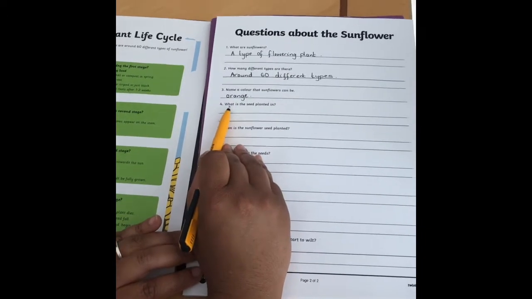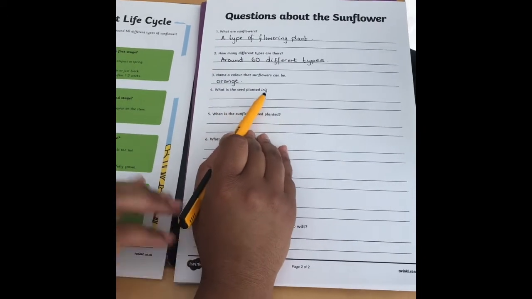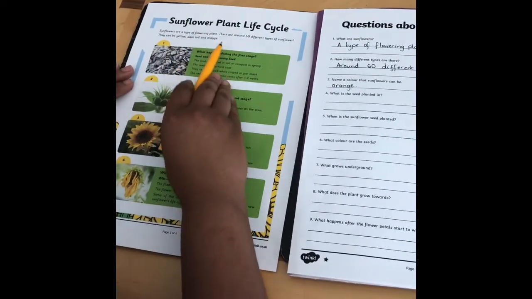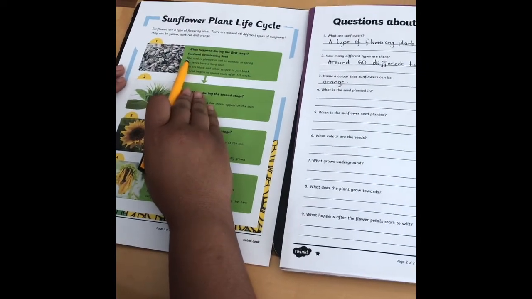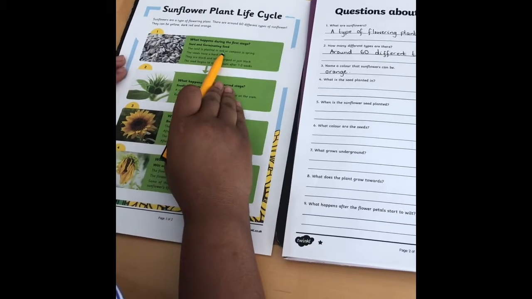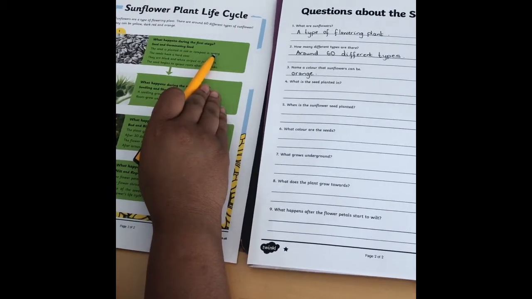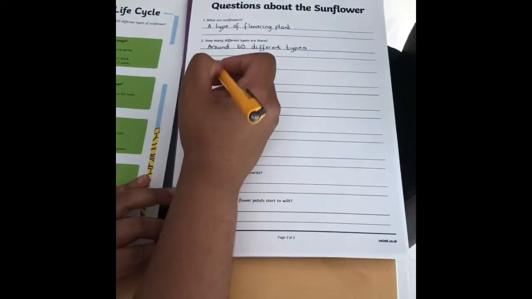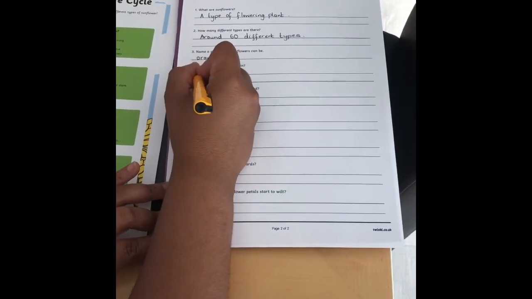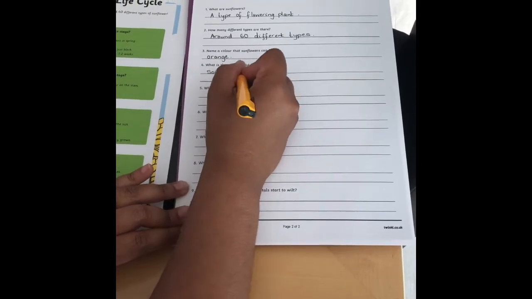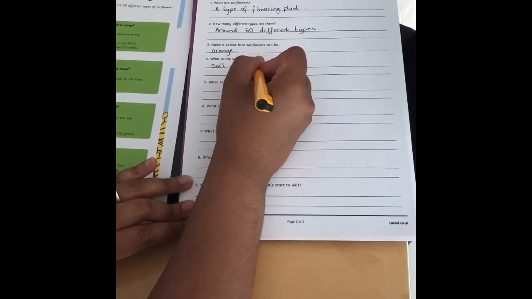Question 4. What is the seed planted in? I didn't read what it was planted in there, so let me go to the next bit. The seed is planted in soil or compost in spring. That bit tells me what it's planted in, so I can write soil or compost.